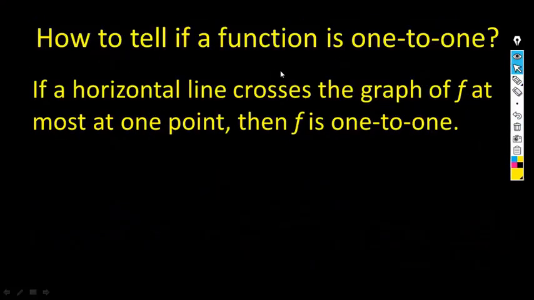How to tell if a function is one-to-one quickly? If a horizontal line crosses the graph of the function f, and you know now how to graph at least simple functions, at most at one point, then f is one-to-one. Let's go back a little bit in order to see why this works.